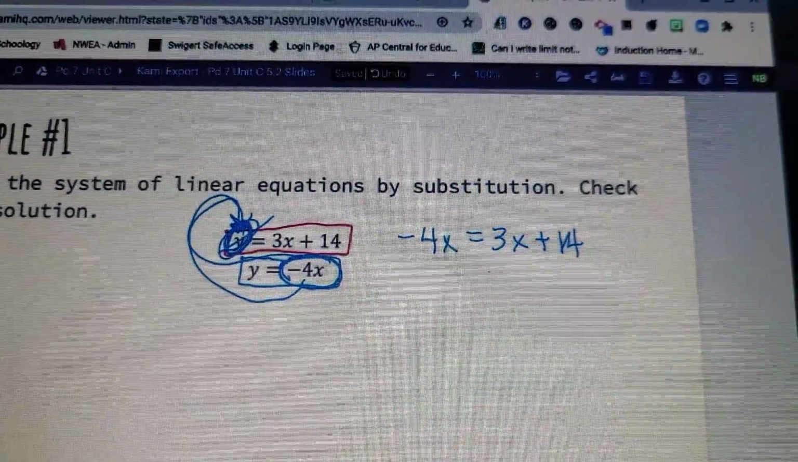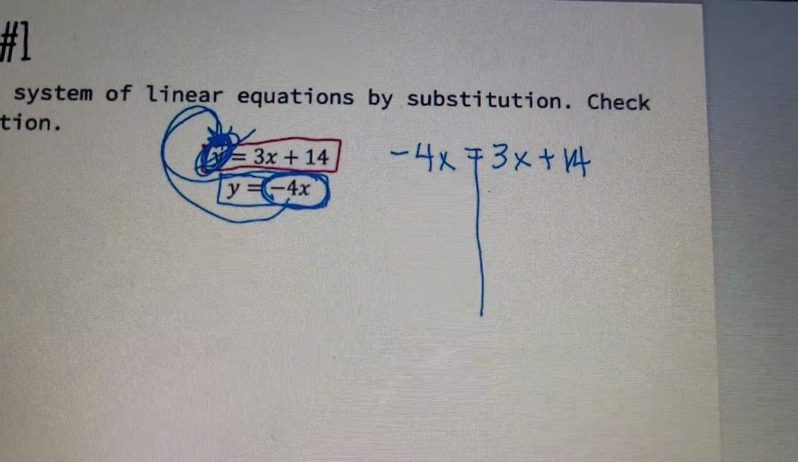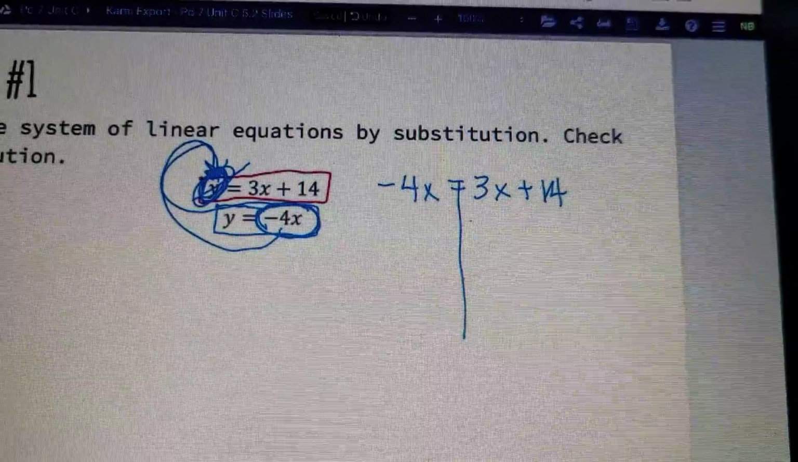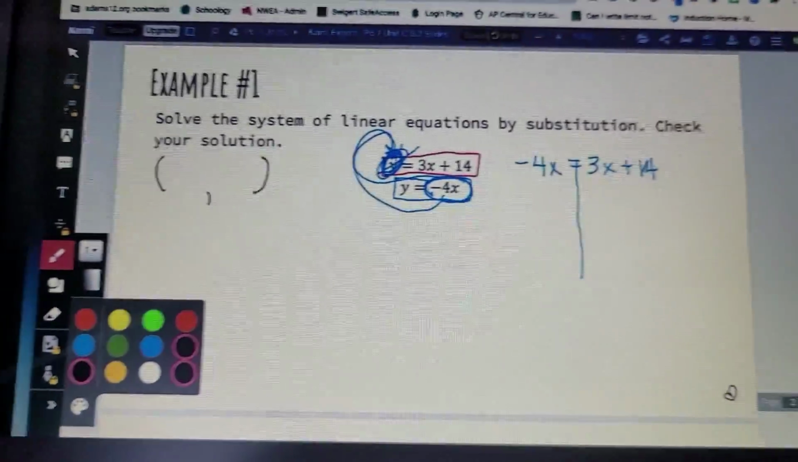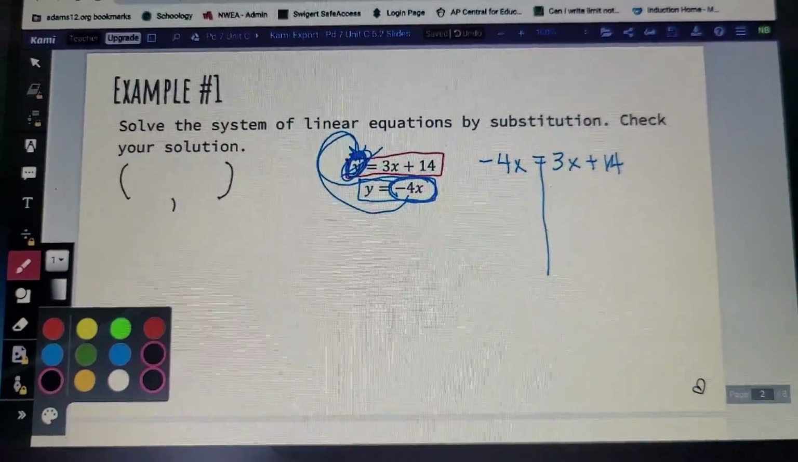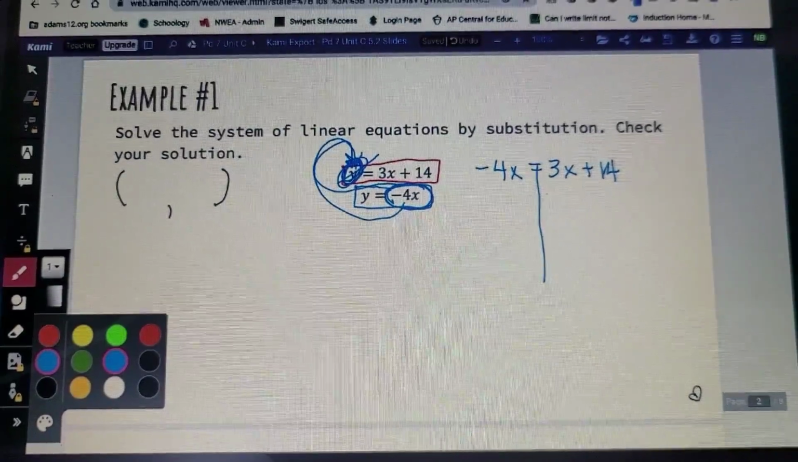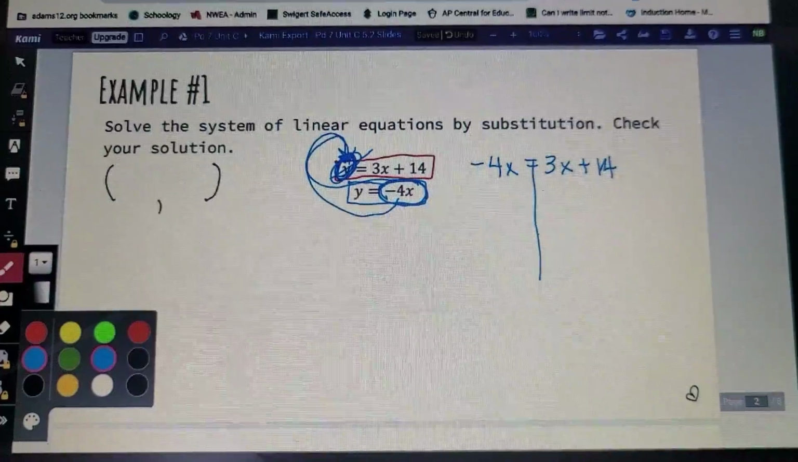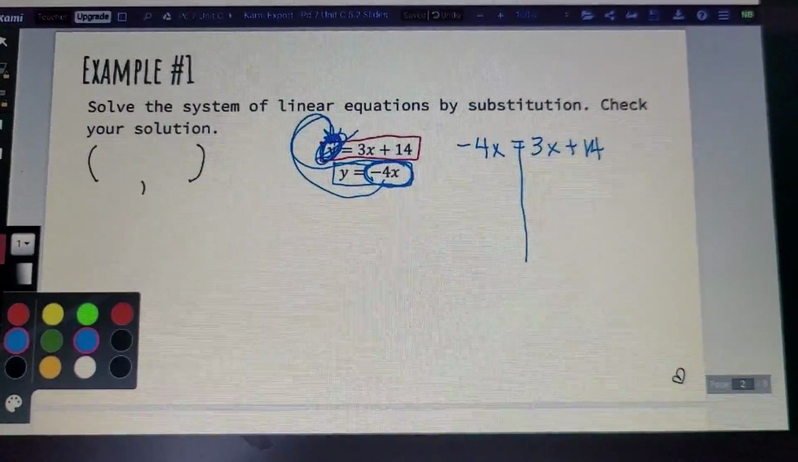The reason we do that is because now I can solve for x. And my whole goal here, the solution, is to find the x value and the y value where these two equations meet. So by substituting, I can now solve for x, using all the things that we did in the very first unit of this year. That is not going away, okay? So in math, you can't just skip over stuff and hope that you'll never have to do it again.